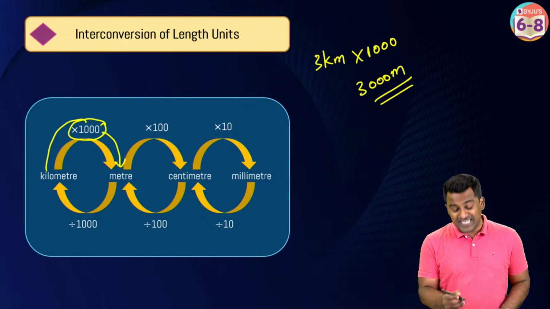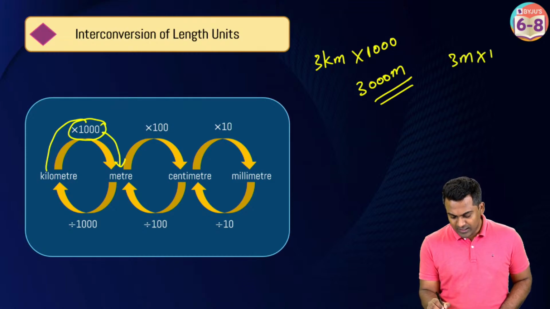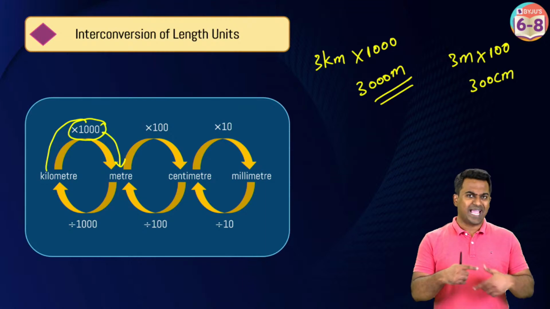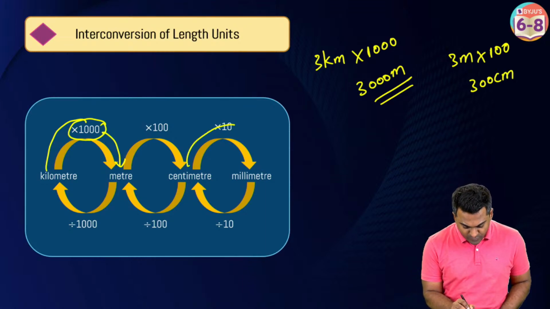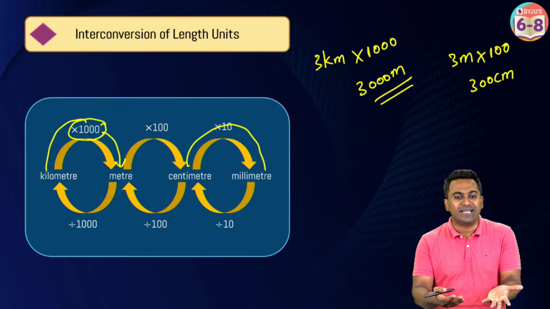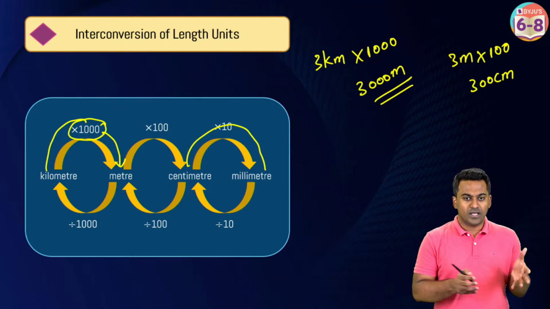Again, meters to centimeters. You have to multiply this by 100. So 3 meters, if you multiply with 100, the answer will get converted to centimeters and so on. Yeah, centimeters, if you want to convert to millimeters, you multiply by 10 and this is how the conversion works.